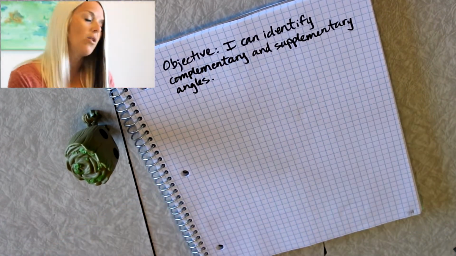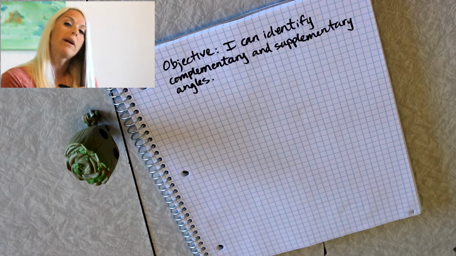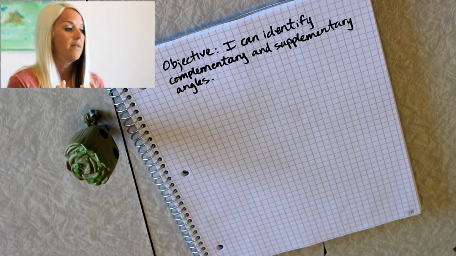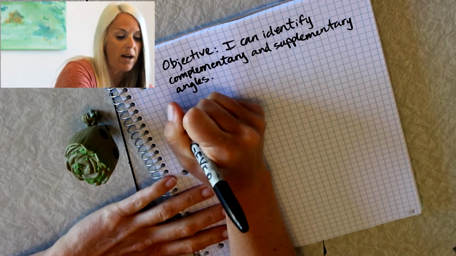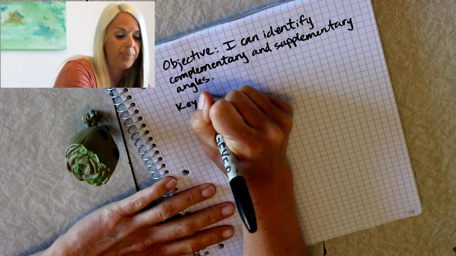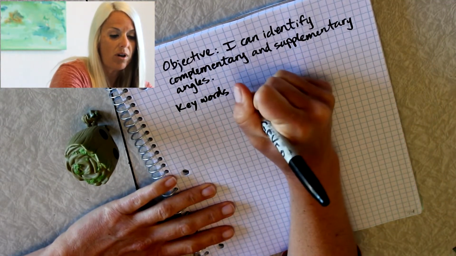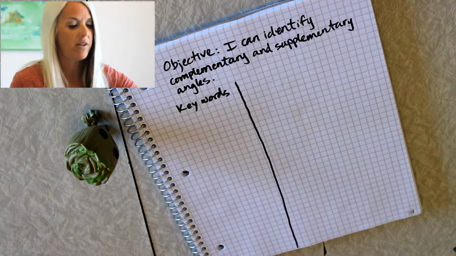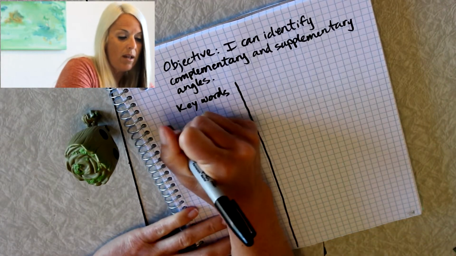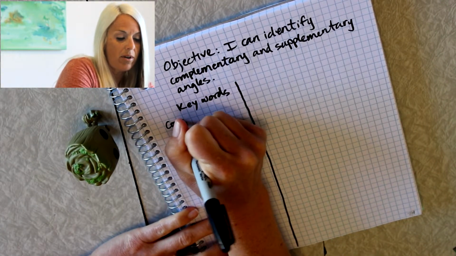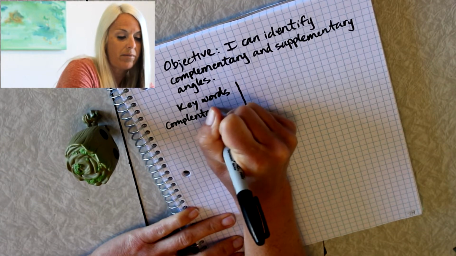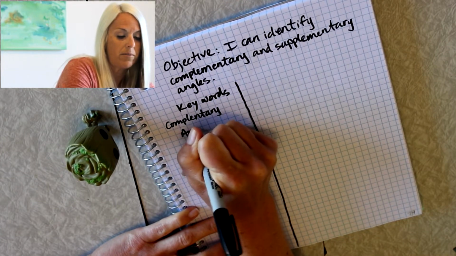All right, so last time we talked about vertical angles and we talked about adjacent angles. This is just two other ways to classify angles. So we're gonna have our keywords again, and we'll draw our line. We'll just go all the way down. Try and do your best to follow that line there. And our first is complementary angles.